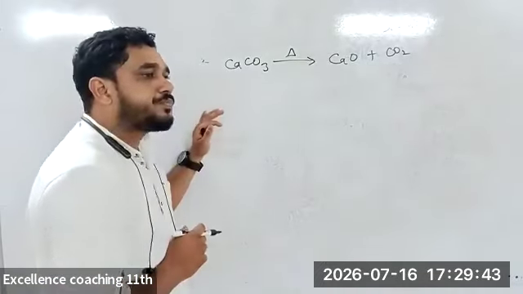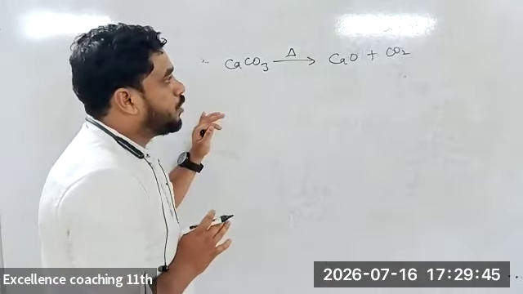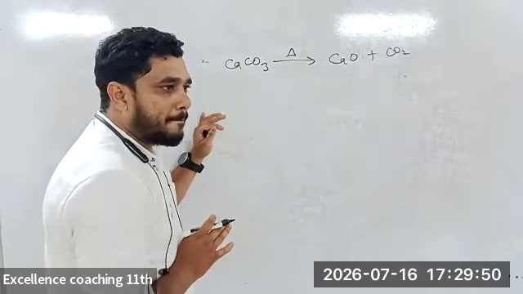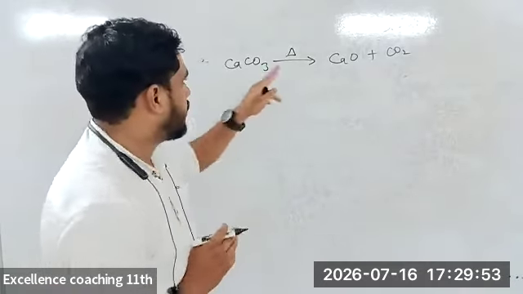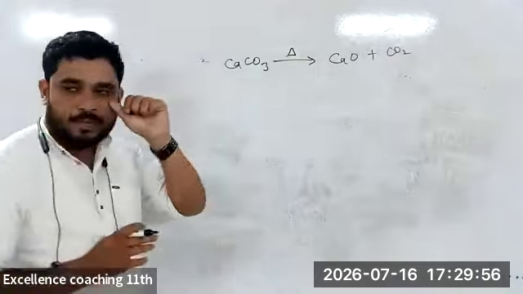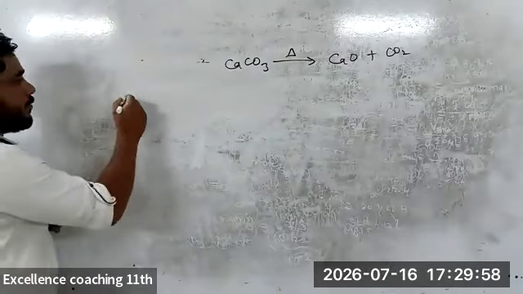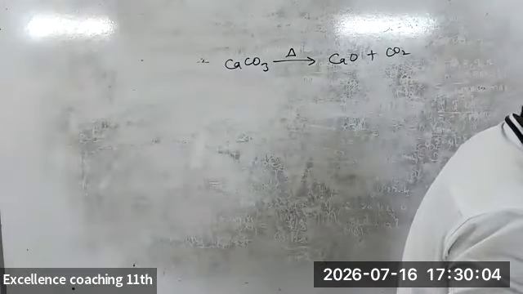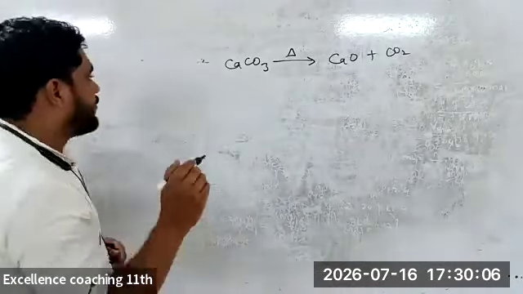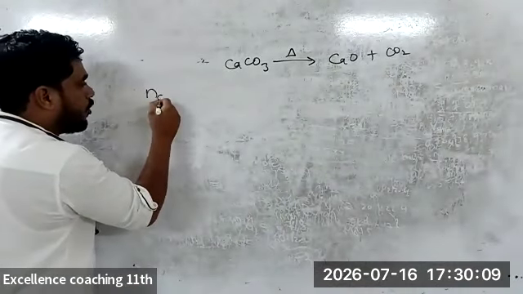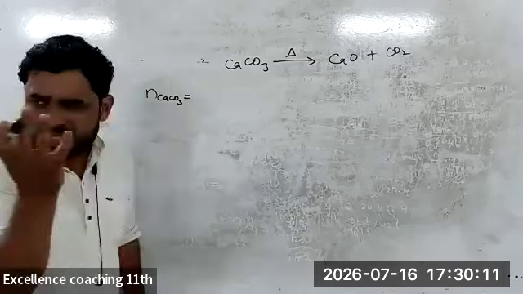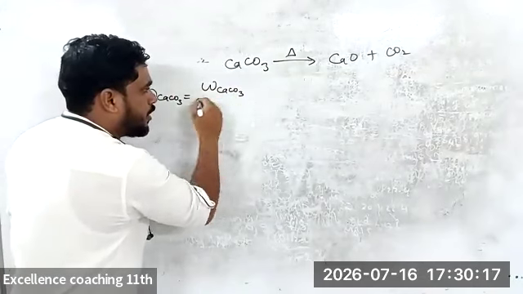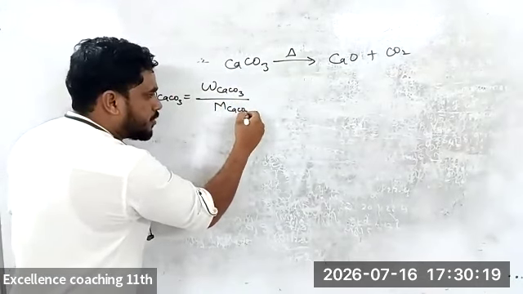Okay, the numerical is given. How to do? First thing you have to know is whether the reaction is balanced or not. Is it balanced? Check. One calcium, three oxygen, one carbon. It is balanced. So the question says find the volume of CO2 produced when 50 gram of CaCO3 is heated. So number of moles of CaCO3. Now grams is given, meaning mass is given. So I will write mass of CaCO3 upon molar mass of CaCO3. Correct?